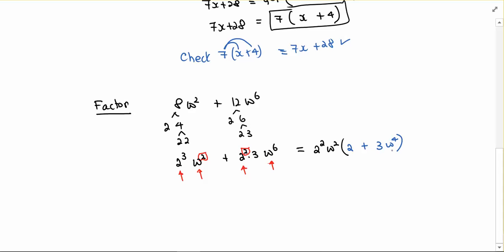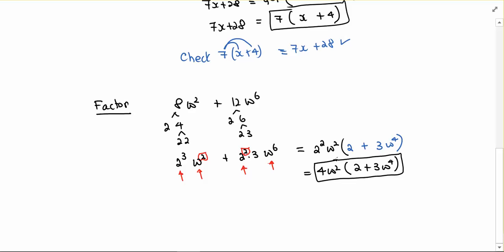Right? And again, you can check. So sorry, before we get to checking, let's actually multiply this out. So that's 4w squared times (2 plus 3w to the 4th). Now, you can always check to see if you did this right. So this is your answer. Make sure you highlight the answer before you do anything else.